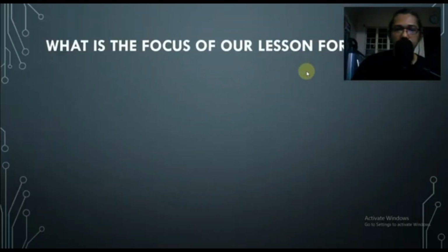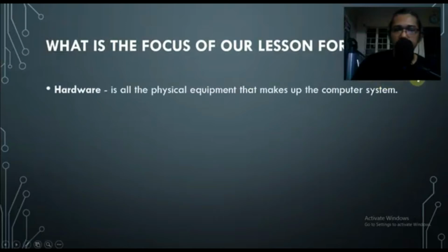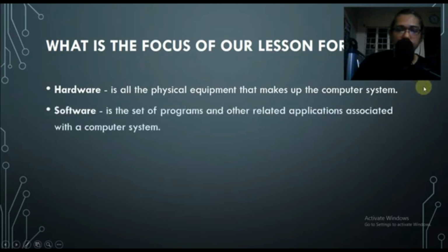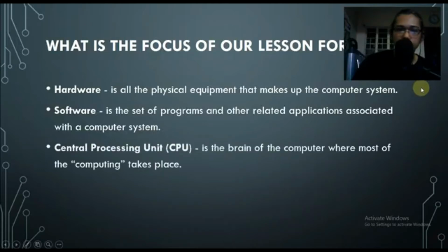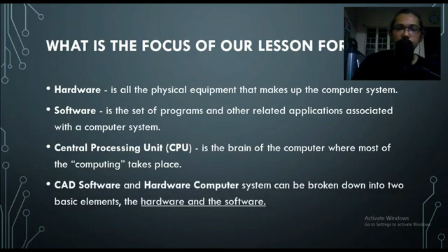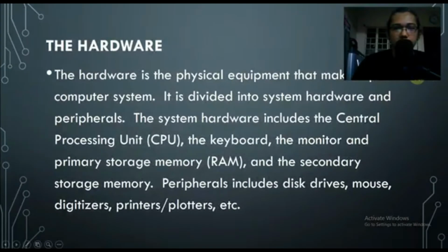So this will be our topic for today. What is the focus of our lesson? The hardware is all the physical equipment that makes up the computer system. The software is the set of programs related to applications associated with the computer system. We'll also be talking about the CPU, or the central processing unit. It is the brain of the computer, where most of the computing takes place. The CAD hardware and computer system can be broken down into basic elements like hardware and software.